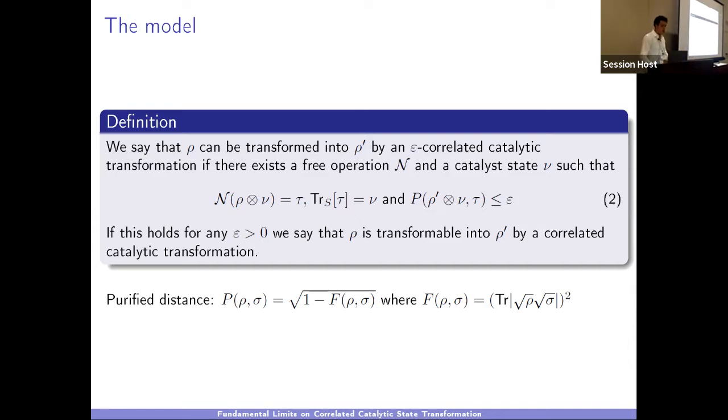And if this holds for any epsilon bigger than 0, we say that rho is transformable into rho prime by correlated catalytic transformation. We quantify the closeness of rho prime tensor nu and tau with the purified distance, which is just the square root of 1 minus the fidelity.